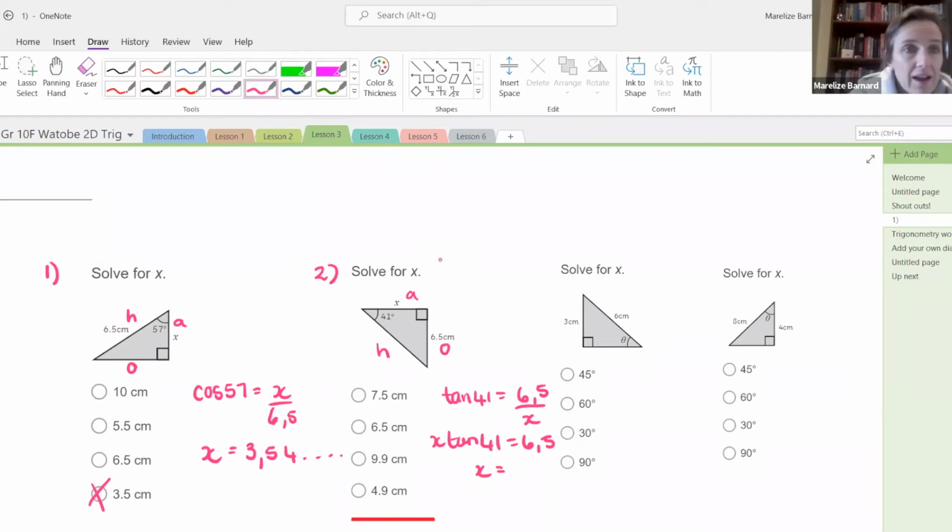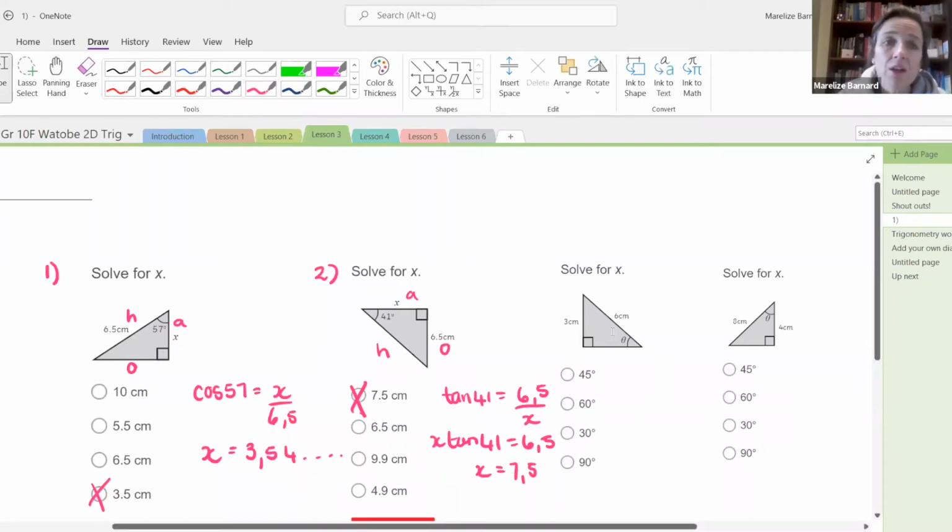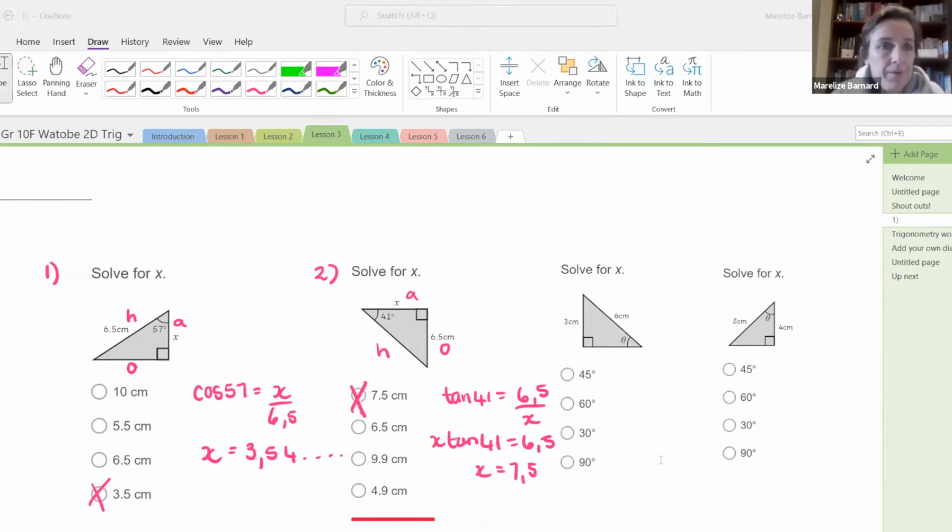7,47. Taku said A, D, right. So it is 7,5. It is option A, 7,5. Okay, don't guess, everyone. You have to work this out. Okay, so which one is adjacent and which one is hypotenuse?